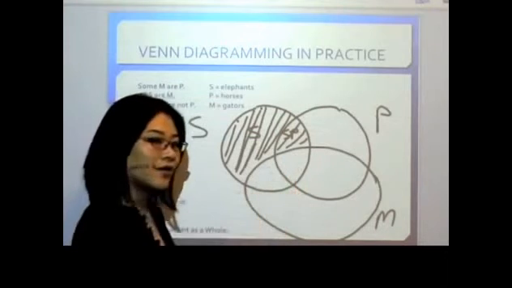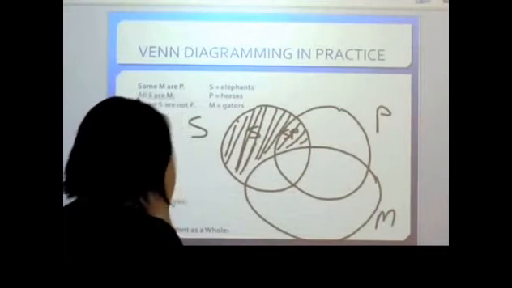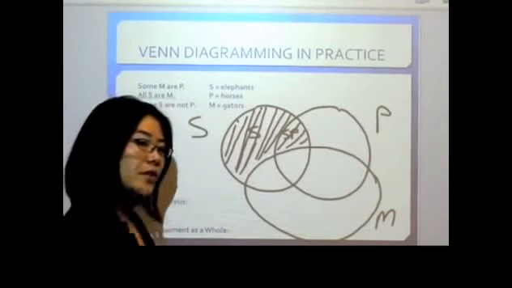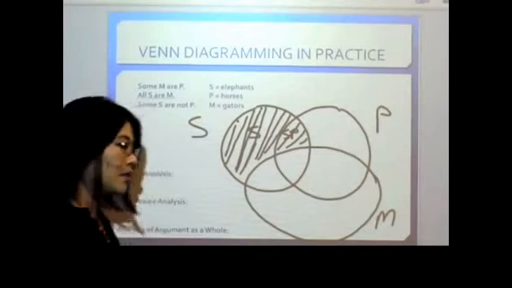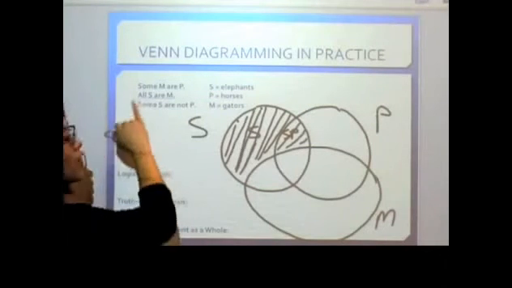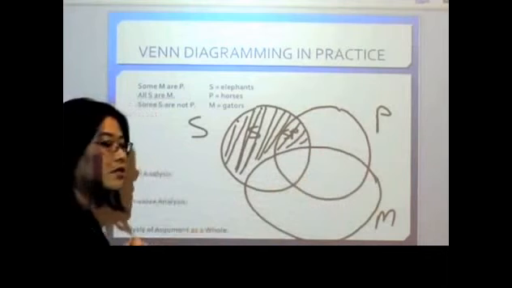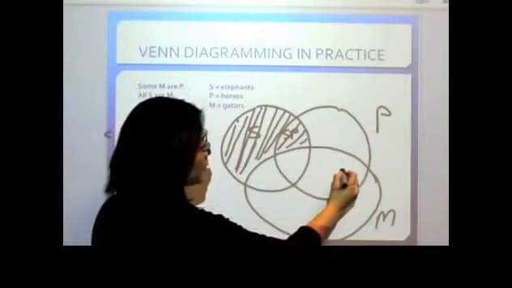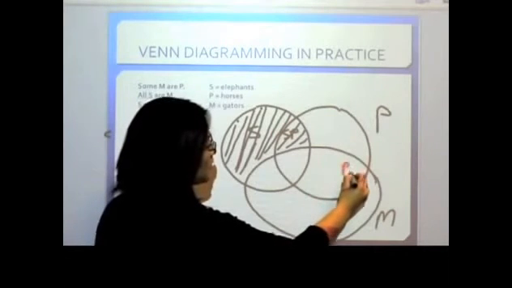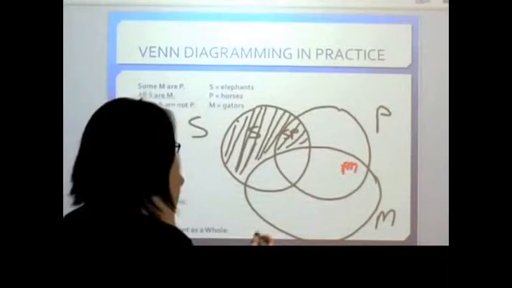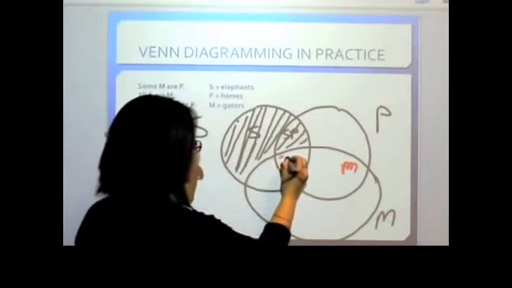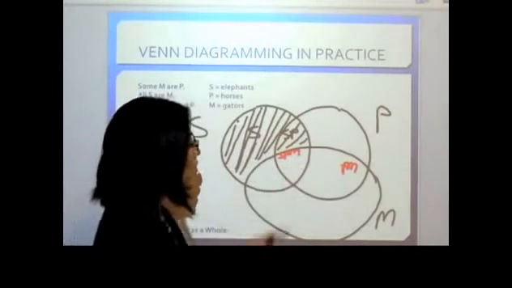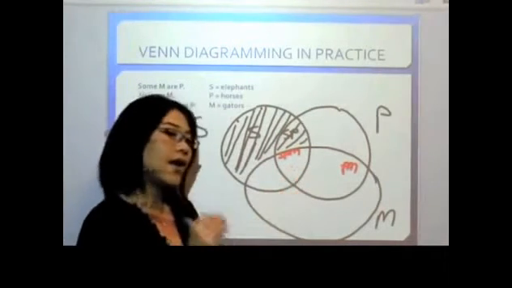And remember, it doesn't matter if it's also a P, okay? Then we have some M are P, okay, which means there's at least one thing that exists that's an M and a P, okay? So we want to go to our M circle this time because that's the subject of that statement, okay? And notice how here in this area we have things that are P's and M's, and here we have things that are S's, P's, and M's, okay?